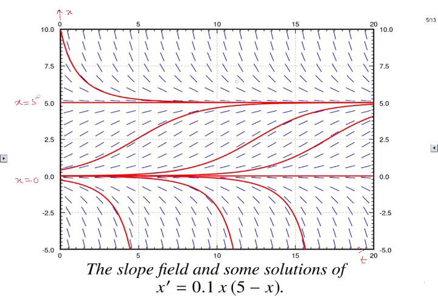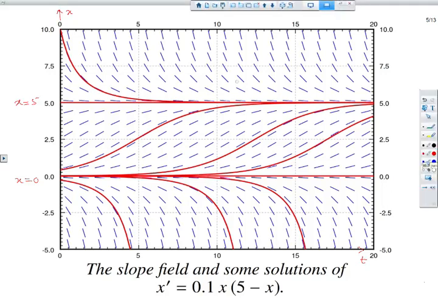So we have two critical points, and you can see that if you start below the lower critical point, it's going to be negative, so that means they are going to go out of it. So in this case it will go out.